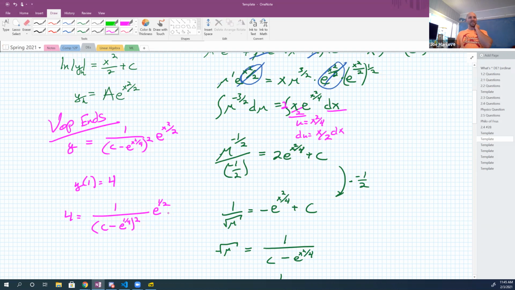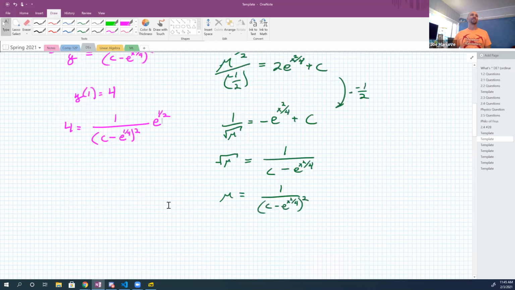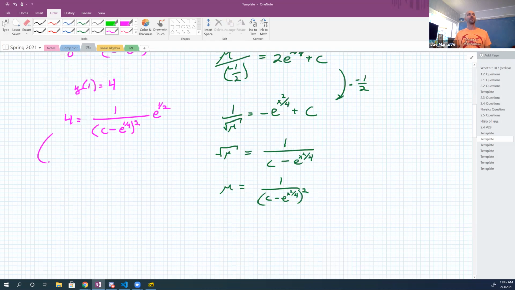And this is kind of nasty, right? But I mean, you go solve it for a number, right? So if we do a little algebra here, the first thing we're going to do is divide e to the 1/2 over. So we're going to have 4 e to the minus 1/2 is 1 over c minus e to the 1/4 squared.